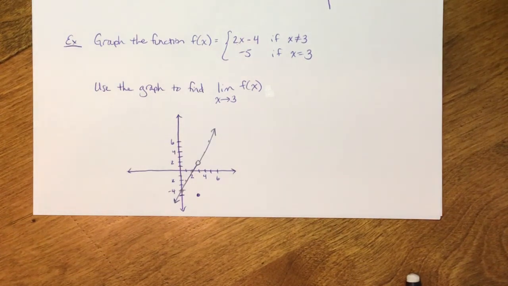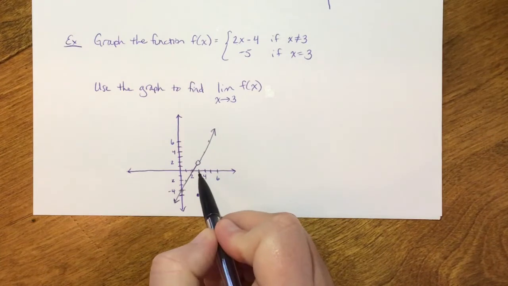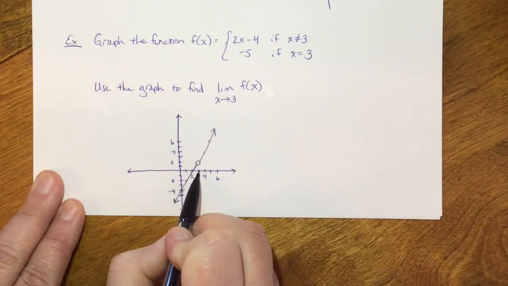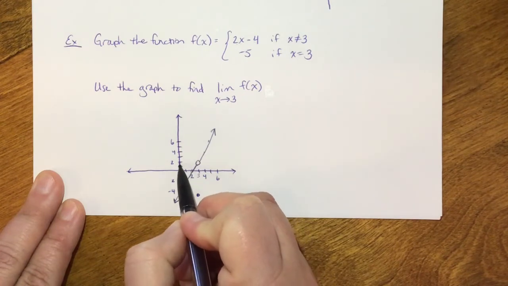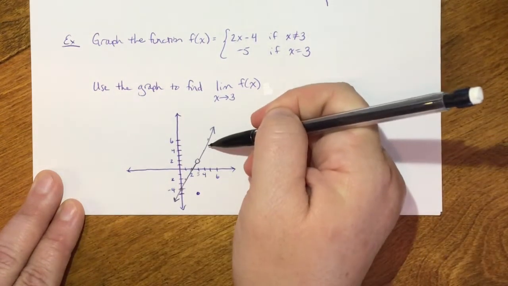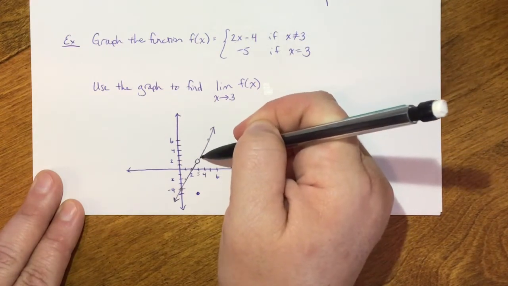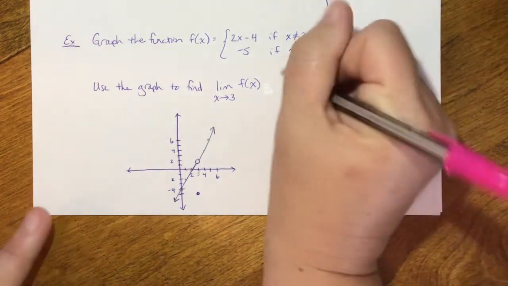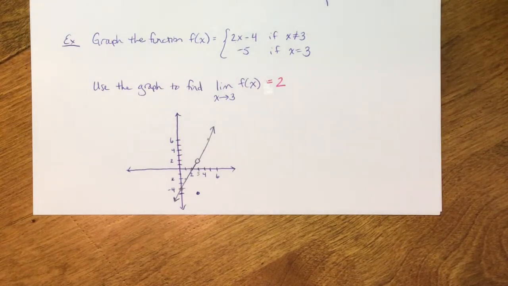Okay, so we're asked to use this graph to find the limit as x approaches 3. So as I get very close to this x value of 3 right here, as I approach it from the left, that means I'm coming up this way. I'm getting very close to a y value of 2. And as I approach it from the right, coming down on this part of the function, I'm getting very close to a y value of also 2. So the limit as x approaches 3 is 2.